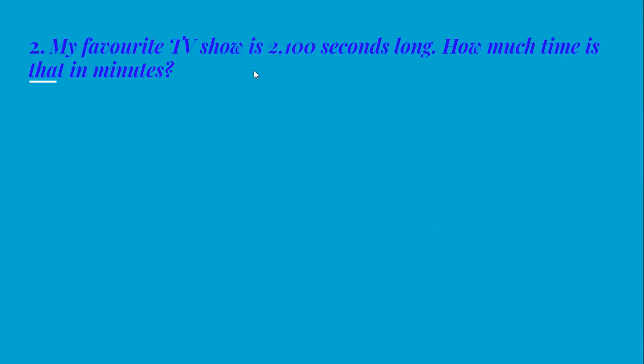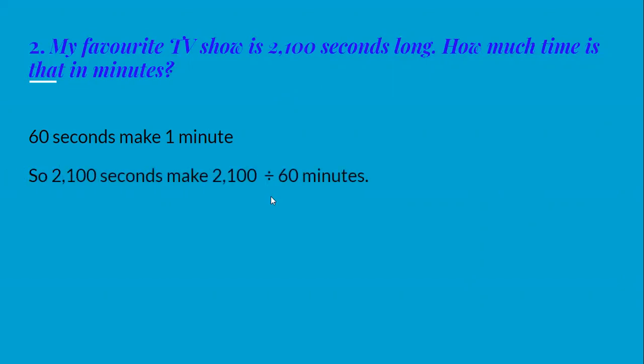Means the time is given in seconds and we have to convert it into minutes. The minutes are bigger than seconds. The bigger unit is minute and the second is smaller unit. In 1 minute there are 60 seconds. So let's start the steps. We will divide it by 60. 60 seconds make 1 minute. The next step, so 2100 seconds make 2100 divided by 60. So our answer is 35 minutes.